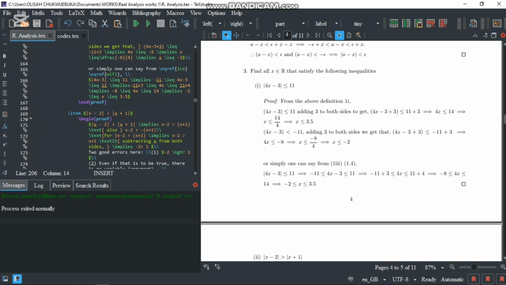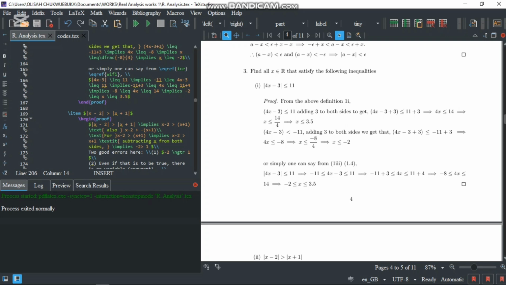In this video we are going to be solving question number 3. Question number 3 says: find all x in R that satisfy the following inequalities. The first inequality we are going to be talking about today is the absolute value of 4x minus 3 less than or equal to 11.